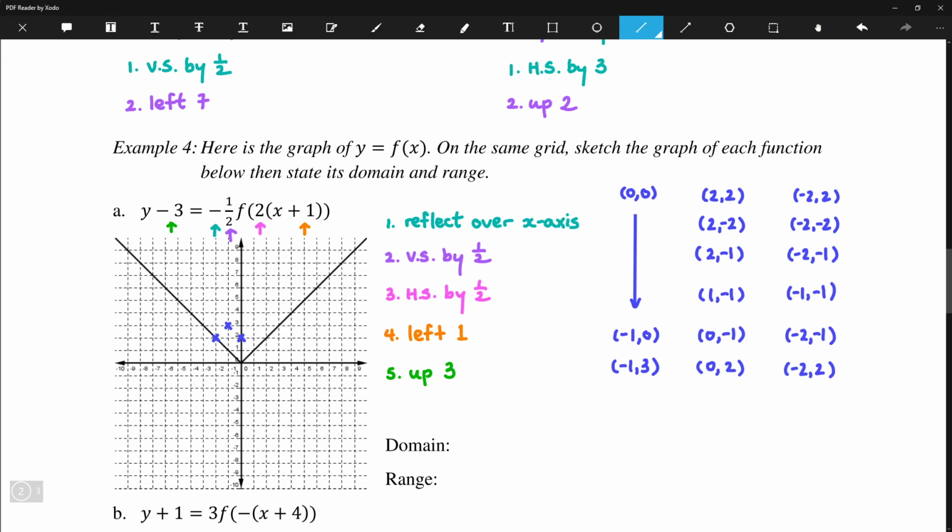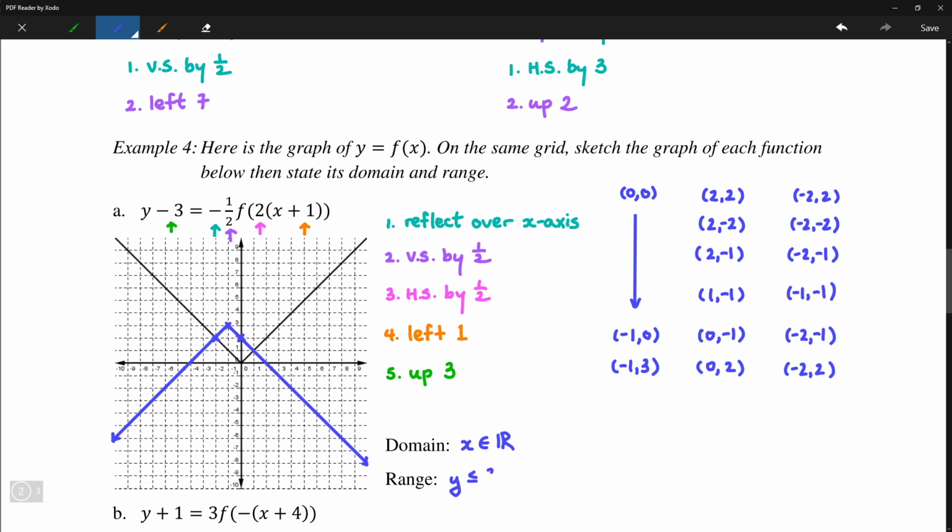All right. So this is right where the graph changes direction. You can draw the absolute value function going this way. Oops, that is not it. Okay, let's try that again. That's a bit better. There we go. Okay, let's look at the domain and range of this thing. So the domain would be x is an element of the real numbers, and the range simply y is less than or equal to 3. Right.